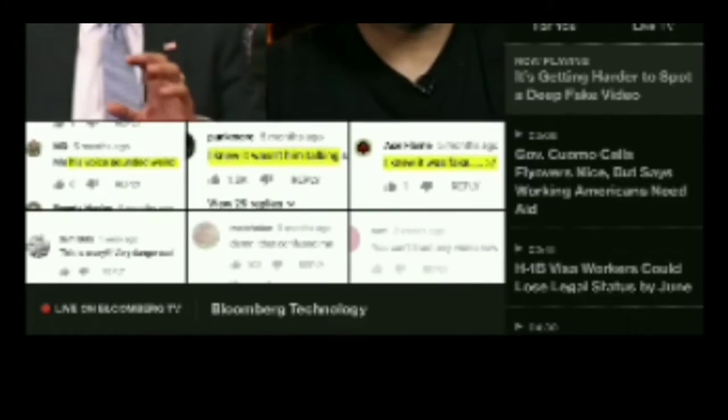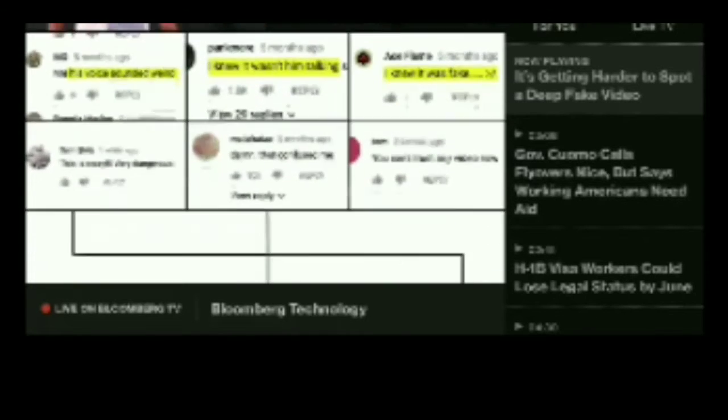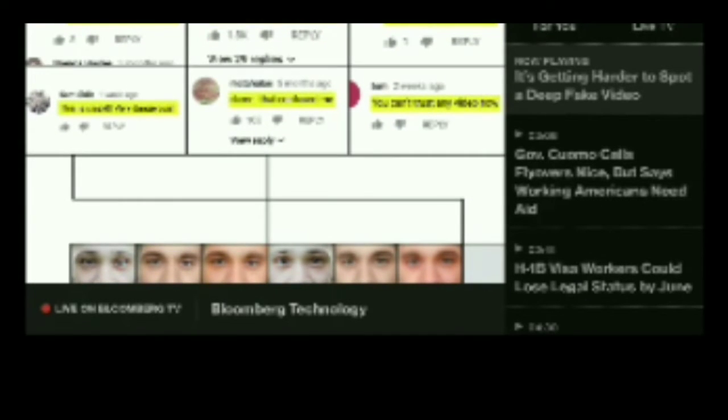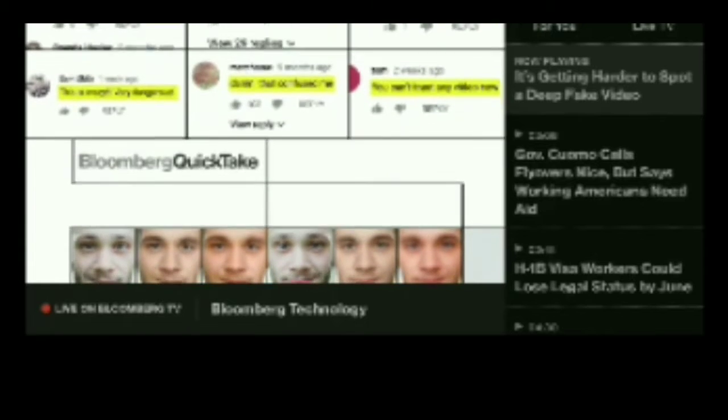Not everyone bought it, but the technology behind such frauds is rapidly improving, even as worries increase about their potential for harm. This is your Bloomberg Quick Take on deepfakes.